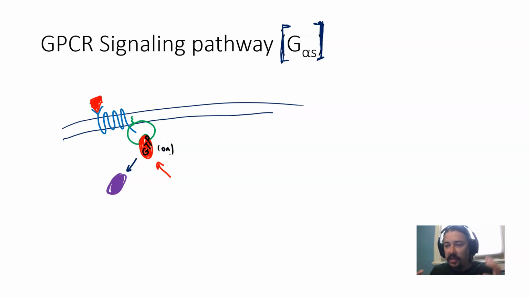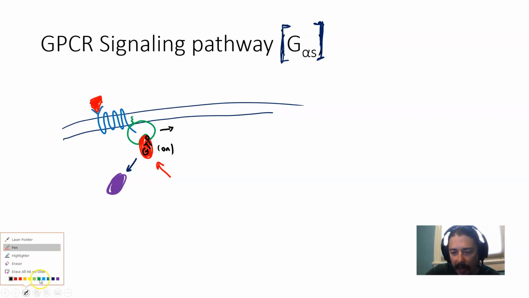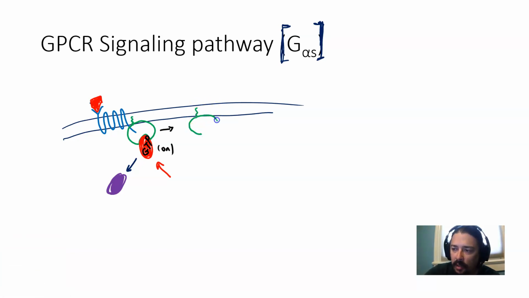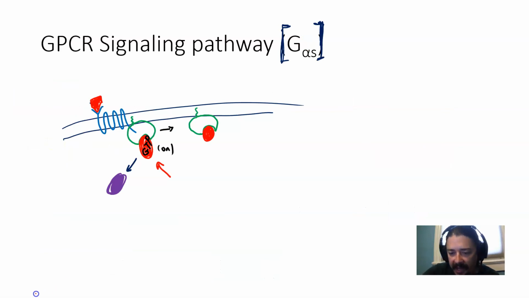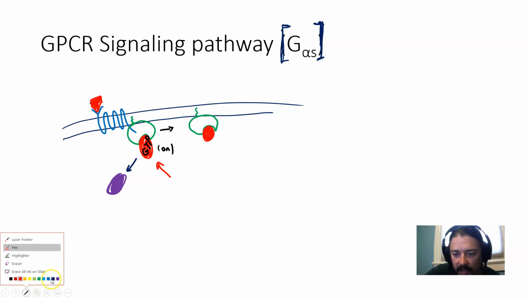Now, once this G protein is on, it actually is able to leave the receptor and diffuse around the membrane. So it actually moves through the membrane, and it's a little bit more complex than this. There are actually 3 subunits, and they can break off, and different subunits can do different things. But we're trying to keep it simple here. So now we've got our G protein is on. And it's diffusing, and it's going to bind up an enzyme in the membrane, right?